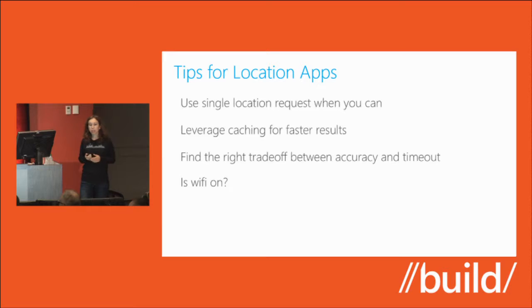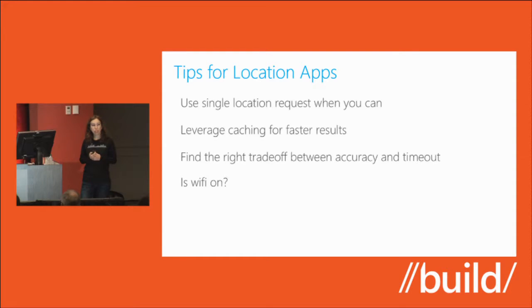So, tips for location applications: use the single location request whenever it makes sense for your app. Consider leveraging the cache data for faster results and also for saving the battery. Find a trade-off between the accuracy and timeout. And you might consider checking whether Wi-Fi is enabled or rather disabled, and if it is disabled, suggest the user to turn it on.